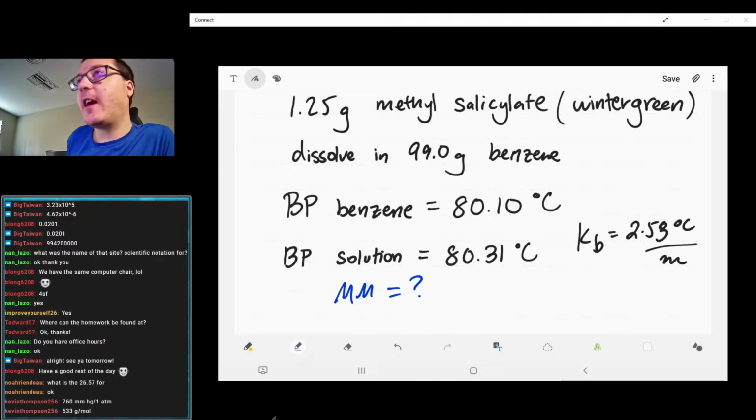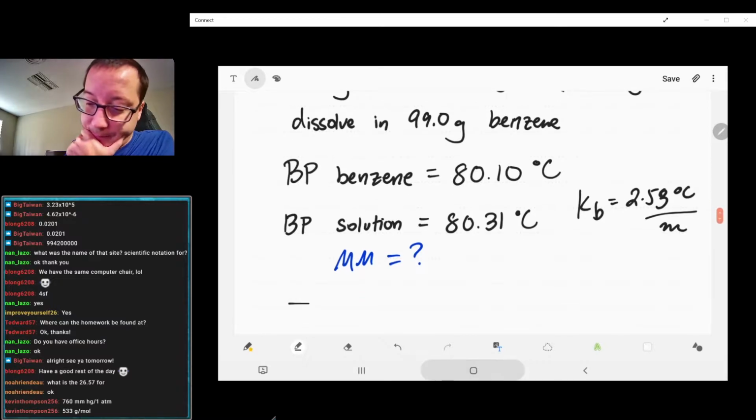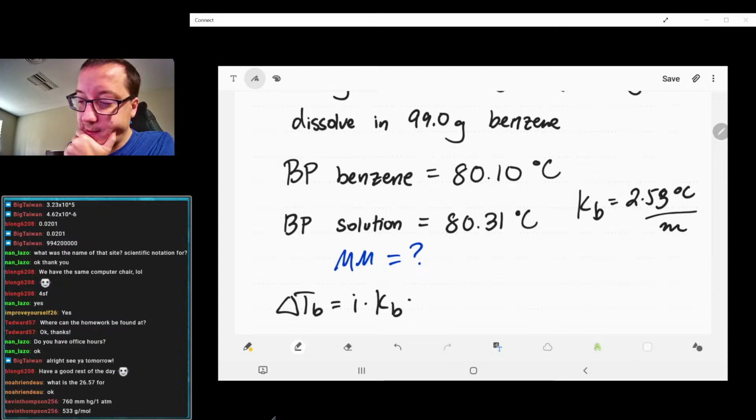So, what the heck are we doing here? Well, I see a bunch of boiling points, and I see a KB, which tells us we're dealing with boiling point elevation, right? We really only have 4 options for this stuff, for our colligative properties. Remember that delta TB is going to be i times K times the molality. i, again, is going to be 1 for this.